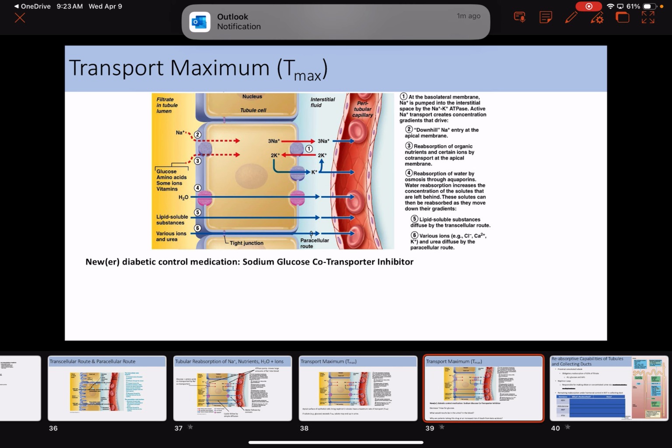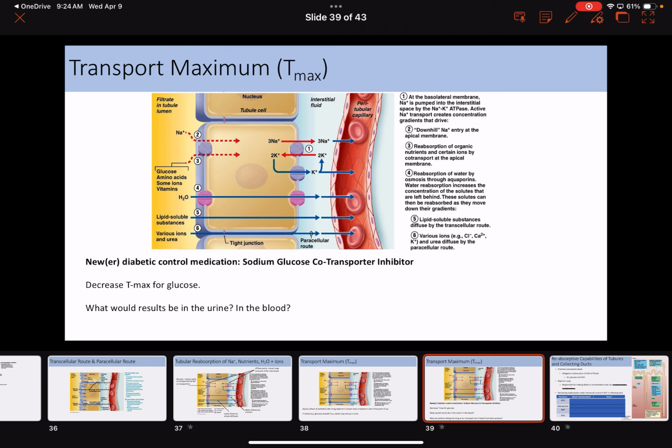There is a newer diabetic control mechanism called a sodium glucose co-transporter inhibitor. It decreases the Tmax for glucose so that we can't reabsorb so much of that glucose into the blood. What would be the results in the urine? Would we have more or less glucose in the urine if we lowered that Tmax? More, because we're going to reach that Tmax sooner. And what about in the blood? Less. If we reach that Tmax sooner, we're reabsorbing less. So we're going to have more glucose in the urine, less in the blood.